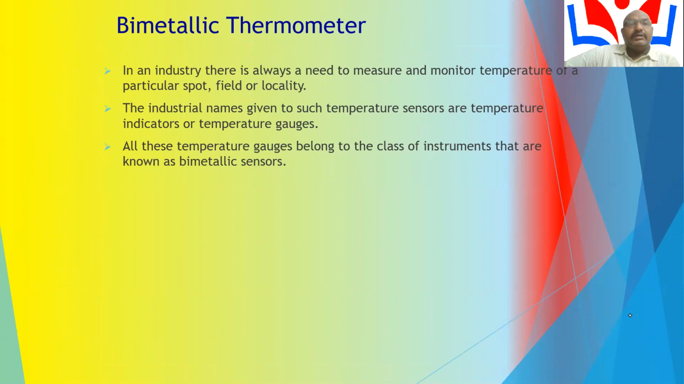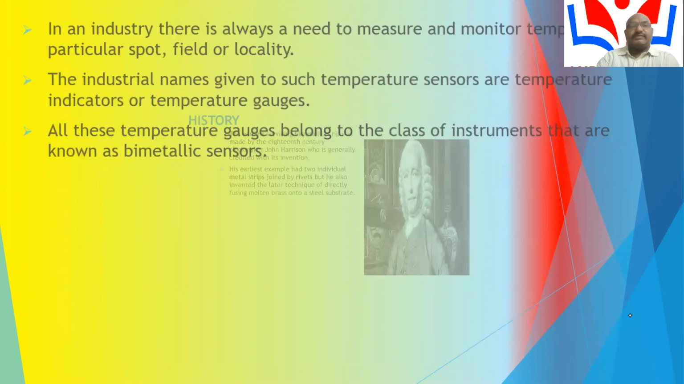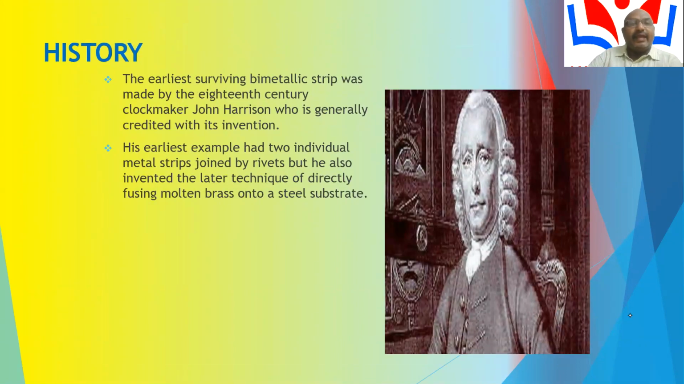Bimetallic thermometer. In industry, there is always a need to measure and monitor the temperature of a particular spot, field, or locality. The industrial names given to such temperature sensors are temperature indicators or temperature gauges. All these temperature gauges belong to the class of instruments known as bimetallic sensors. The history: the earliest bimetallic strip was made by the 18th century clockmaker John Harrison, who is generally credited with its invention.